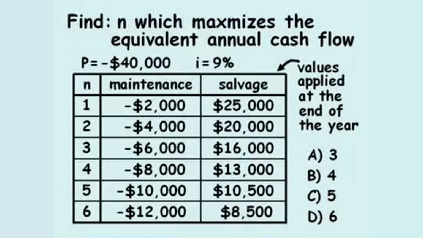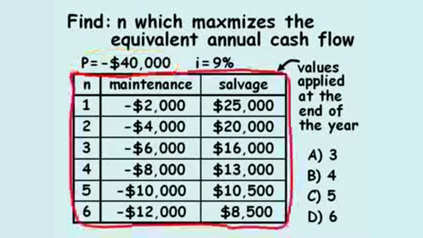Find the year N, which maximizes the equivalent annual cash flow. In this problem, an investment is made for an initial payment, which is a negative cash flow of $40,000. We'll assume this investment is for a truck.